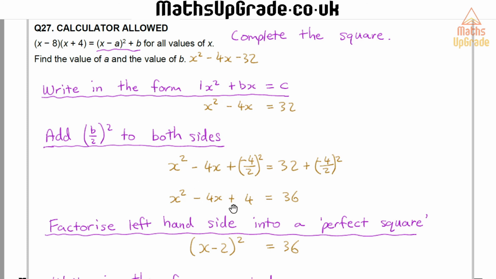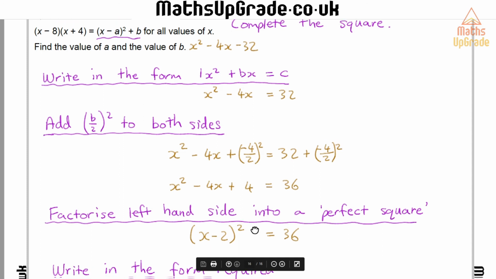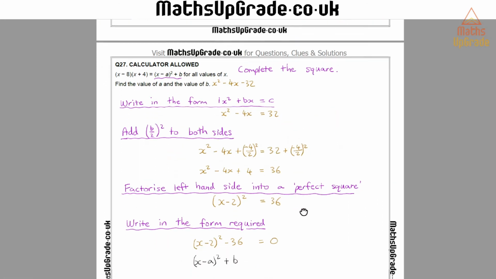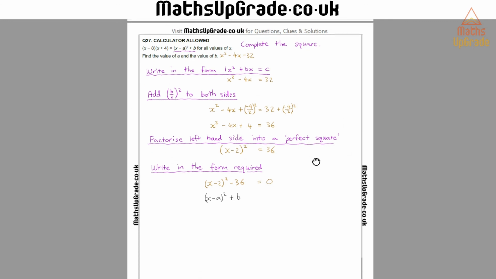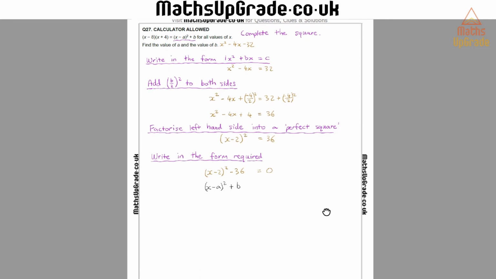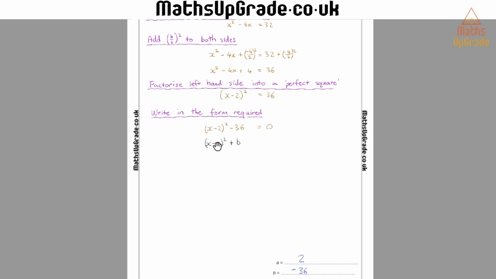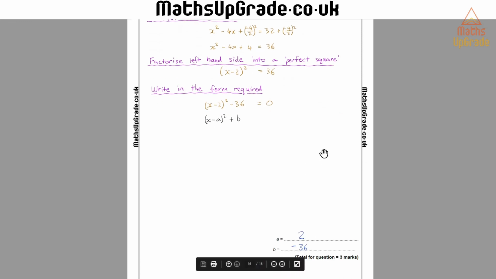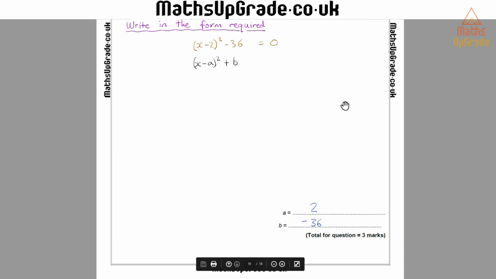Factorize the left hand side into a perfect square. In other words, a set of brackets squared, which is x minus 2 all squared, that equals 36. And then just write it in the form that's stated in the question. So the answer there would be a equals 2 and b equals negative 36. That question there was worth 3 marks.